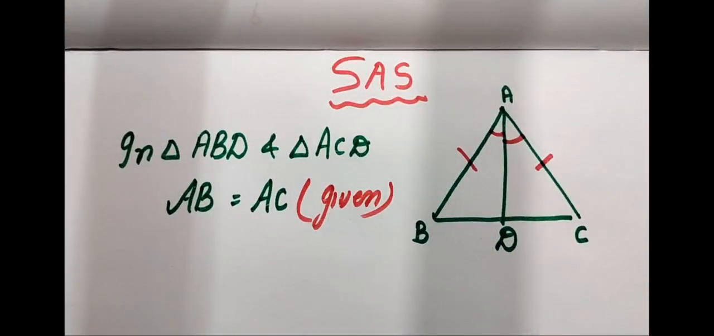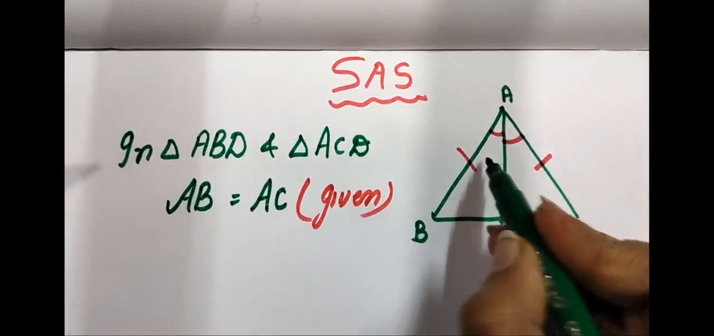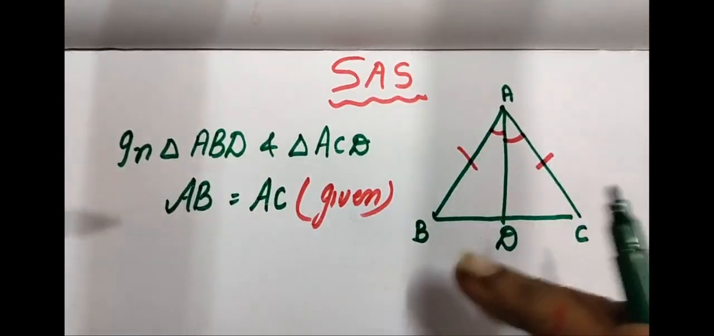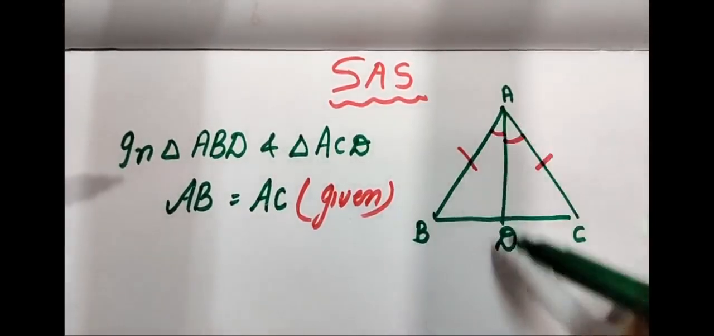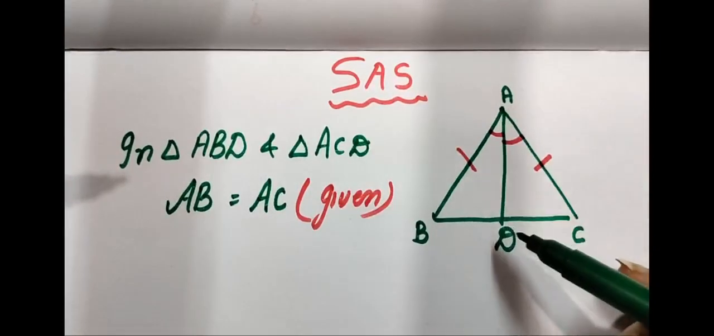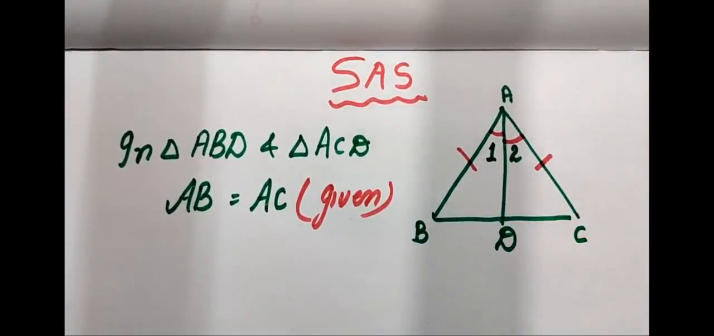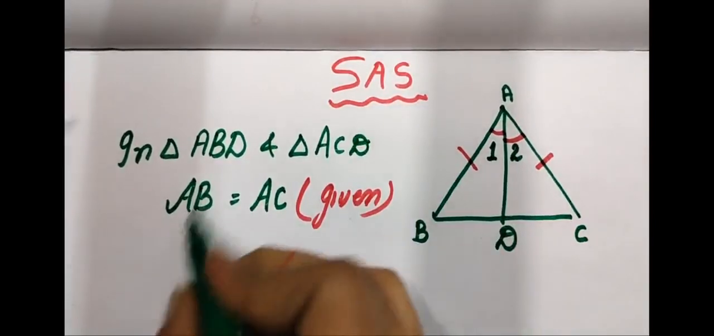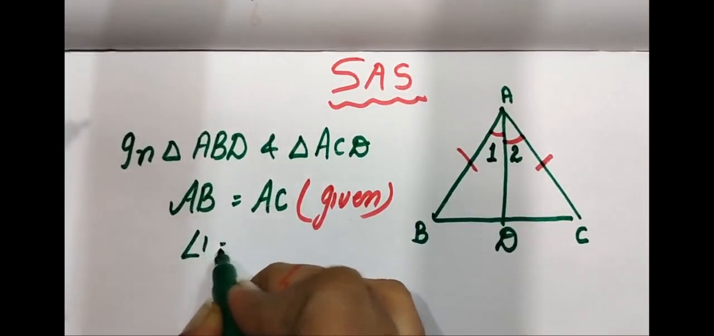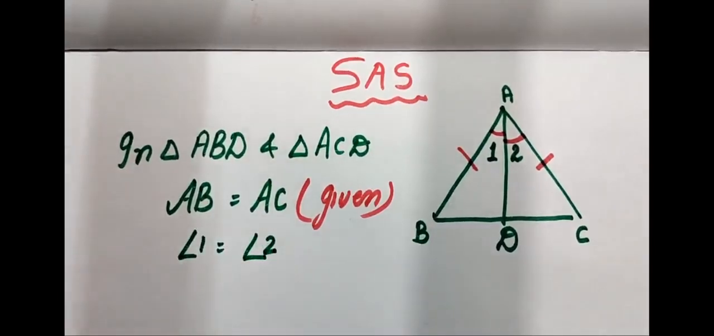The next one is this angle is equal to this. You can write down the full name. Angle BAD is equal to angle CAD. In the other form, you can label these diagrams 1 and 2. Here we can write down angle 1 is equal to angle 2. Why? Because this is also given.